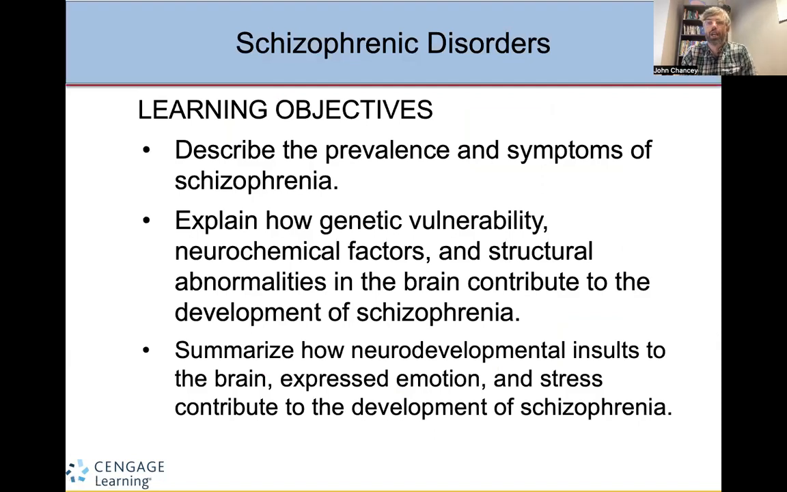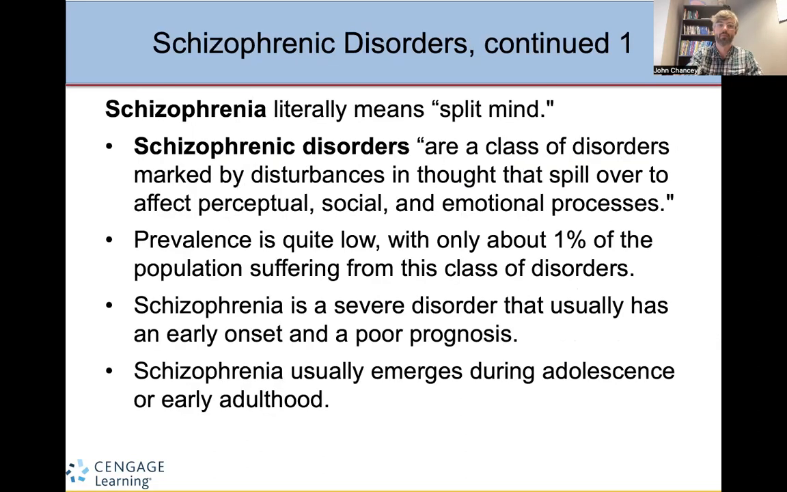Now we're going to switch gears and look at probably the most debilitating disorder, schizophrenia. We'll look at describing the prevalence and symptoms of schizophrenia, positive and negative. We'll look at genetic vulnerability, neurochemical factors, and structural abnormalities in the brain as explanations for schizophrenia, and then summarize how neurodevelopmental insults to the brain, expressed emotion, and stress contribute to the development of schizophrenia.